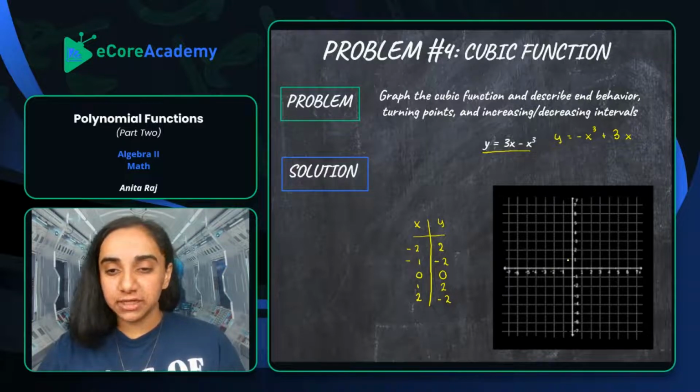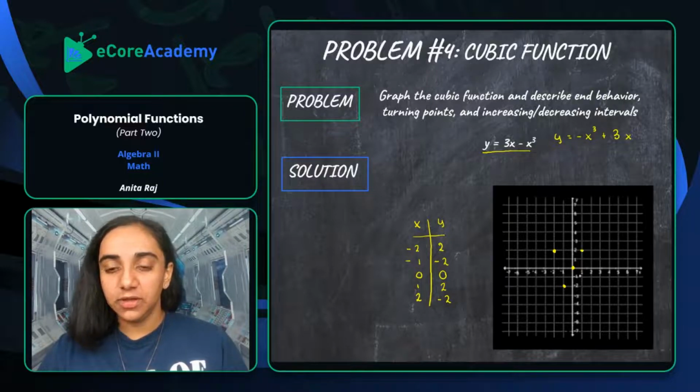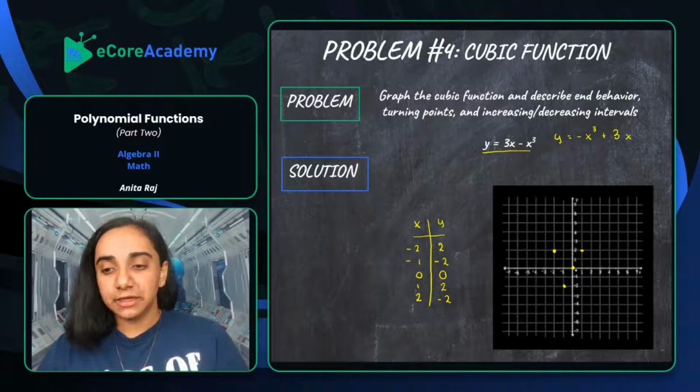So the first one is negative 2, 2. So I'm going to go left 2, and then up 2. That's my first point. Then for negative 1, negative 2, go left 1, and then down 2. Then 0, 0, simply the origin. I'm going to plot that here. 1, 2 is our next point. 1, go up 2. And then the next point is going to be 2, negative 2. So go right 2 and then down 2.